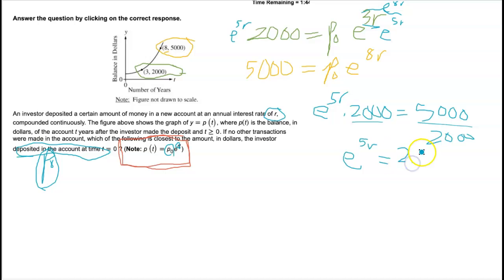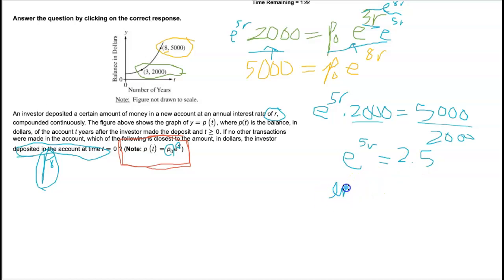Oh, and suddenly I realize, wait, if I just took the bottom equation divided by the top, that would have been 5,000 divided by 2,000, and then P0 e to the 8r divided by e to the 3r, the P0s cancel. 8r minus 3r is 5r. So I tried to sneak around. All I could do is get this messy equation. So it does look like I've got to take natural logs no matter what, right?